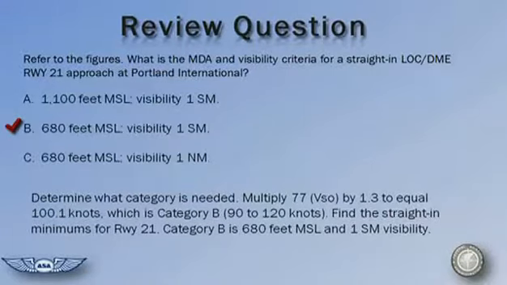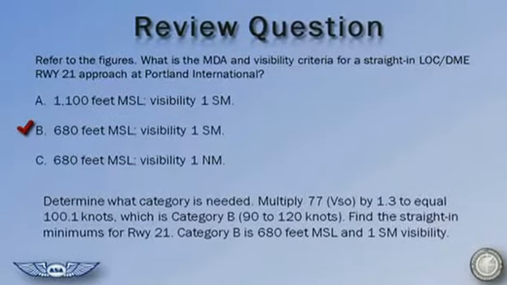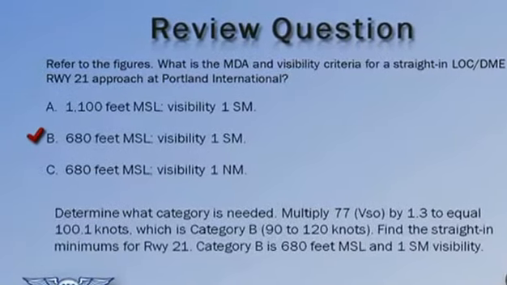680 feet MSL, visibility 1 statute mile. Determine what category is needed. We multiply the 77 VSO by 1.3, which we did to equal our speed of 100.1 knots, which is category B, between 90 and 120 knots. We find the straight-in minimums for runway 21. Category B is 680 feet MSL and 1 statute mile visibility.